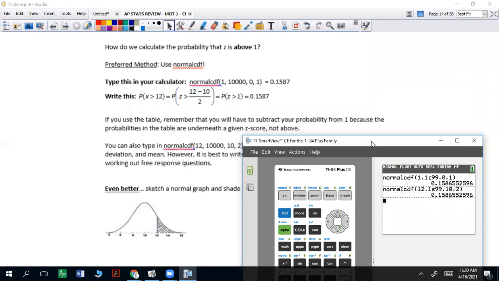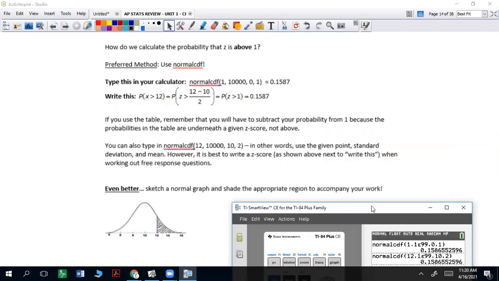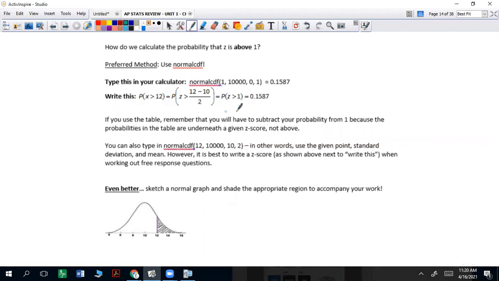A lot of times, people tend to be old-fashioned and say you need to look at a table and find the probability that this is less than that from a table. I don't like to do that. I just use the calculator for that. So use the given point, the standard deviation and mean. I don't necessarily need to see a Z-score. You can stick with this, but you do need to accompany it with a diagram showing that shaded region. So are there any questions on that? And again, that 10,000 could be just 1E99, which is infinity, the highest number possible.